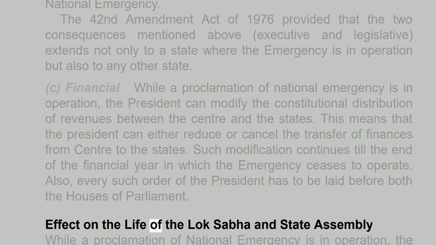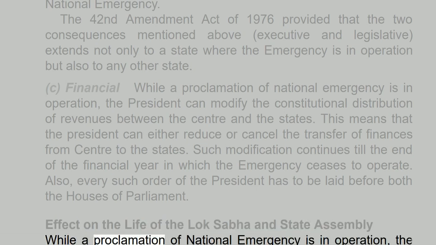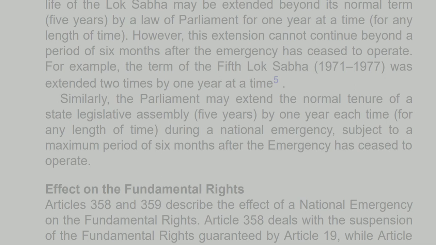Effect on the life of the Lok Sabha and State Assembly. While a proclamation of national emergency is in operation, the life of the Lok Sabha may be extended beyond its normal term, 5 years, by a law of Parliament for 1 year at a time, for any length of time. However, this extension cannot continue beyond a period of 6 months after the emergency has ceased to operate.